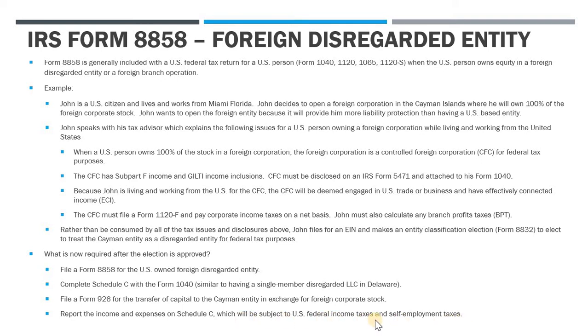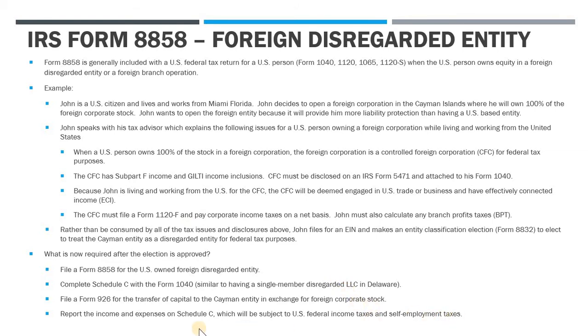Now, that piece right there would be inevitable anyway, for the most part, right? He could leave it as a CFC. And if he didn't have a U.S. trade or business, he would still have Subpart F or GILTI. In this case, no, he would still have the 1120-F filing, he'd be paying corporate income taxes.